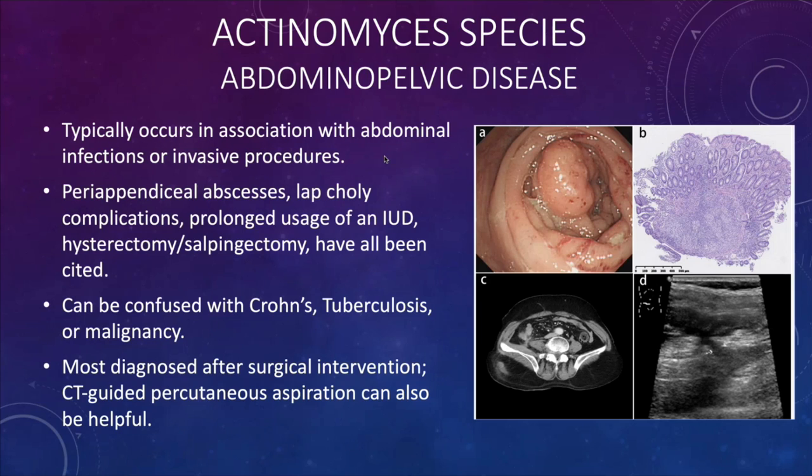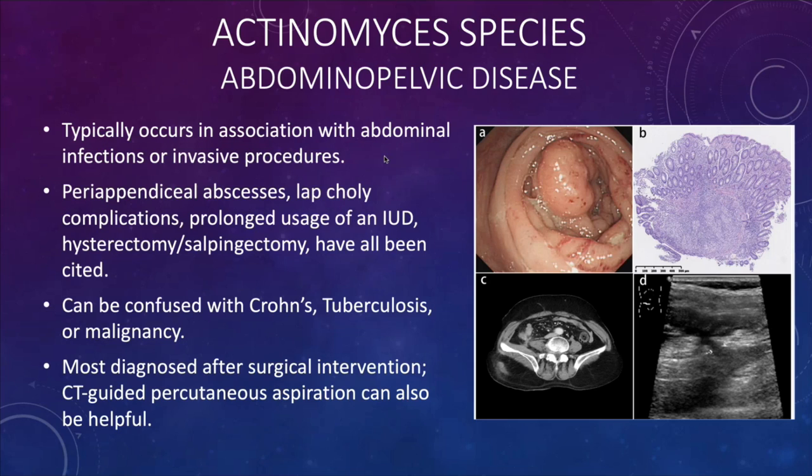Somebody who has prolonged use of an IUD. IUD infections associated with nocardiosis have been described. Somebody with a hysterectomy who develops an abscess. Those are all cited cases of actinomyces in abdominal pelvic manifestations. Sometimes it can be confused with Crohn's disease, producing chronic lesions, abdominal malignancy. It can be confused with tuberculosis, with extrapulmonary tuberculosis.